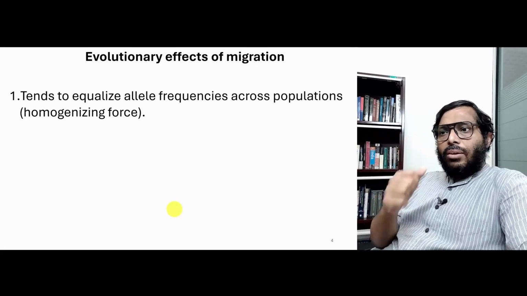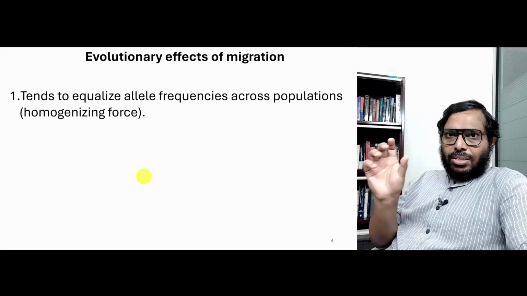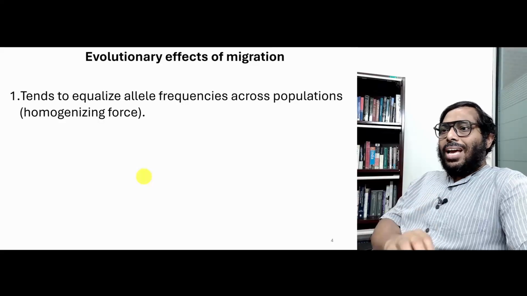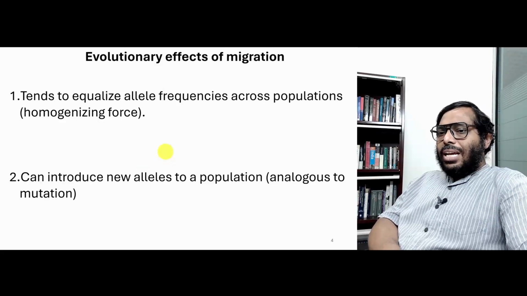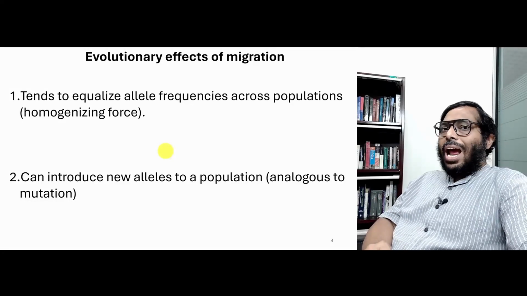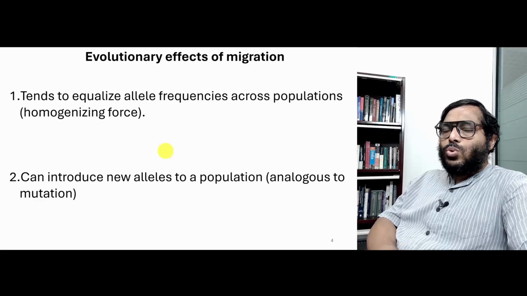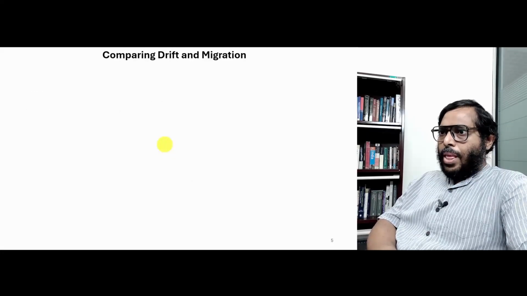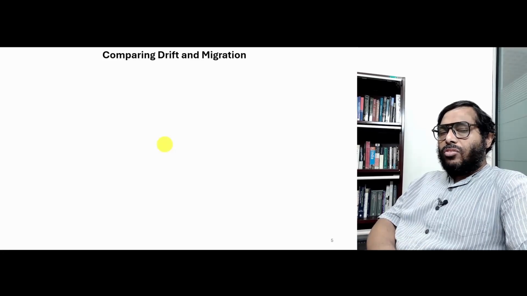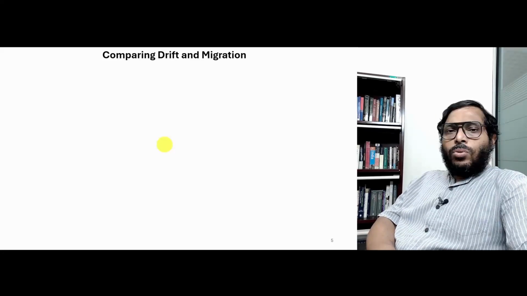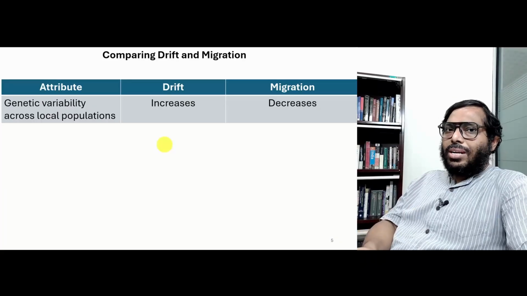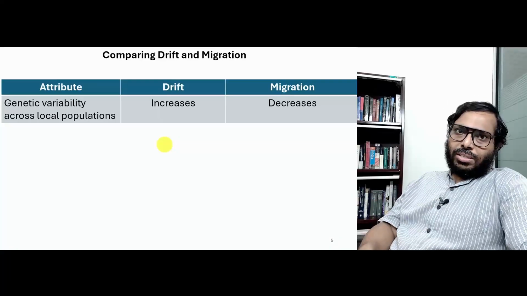So, if you look at the evolutionary effects of migration, that is, the homogenizing force, that part is the main thing over here. It tends to equalize the allele frequencies across the populations. And secondly, as I alluded, it can introduce new alleles to a population, and in that sense it is kind of analogous to mutation with a few differences. So, we will quickly compare the effect of migration with drift, and we will also compare the effects of migration with mutation.